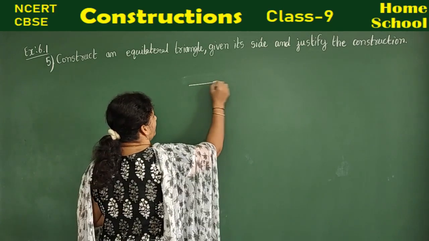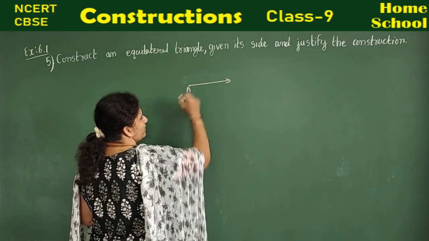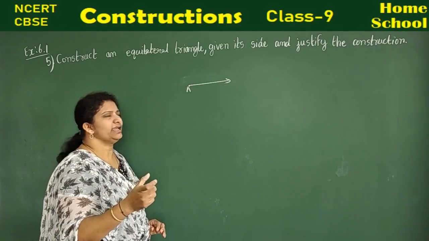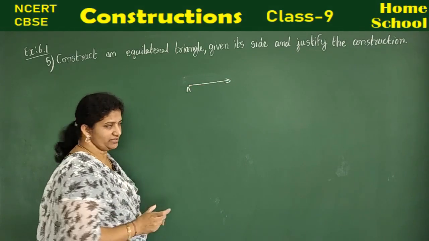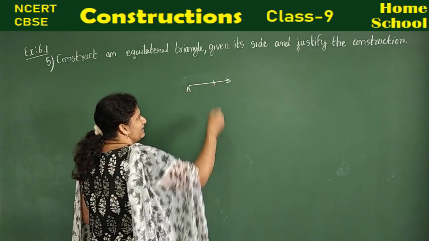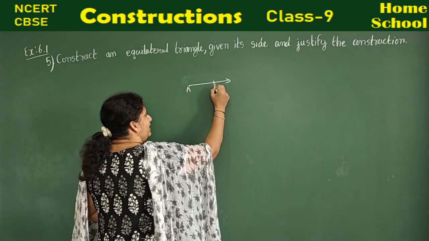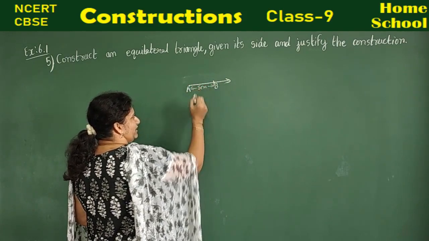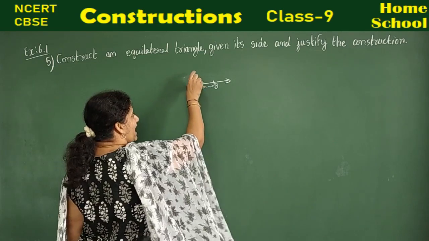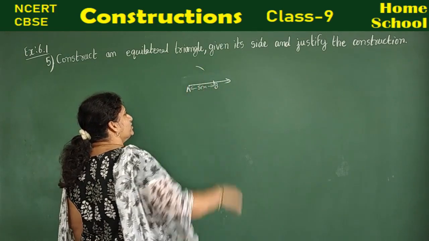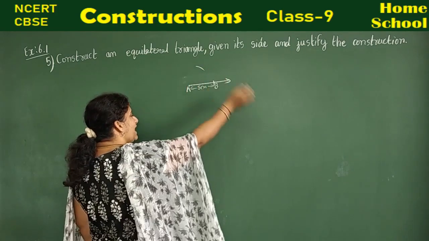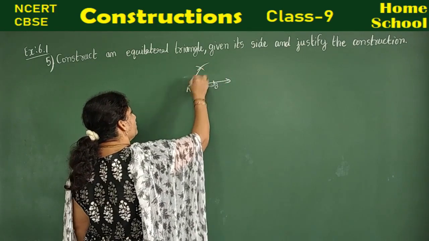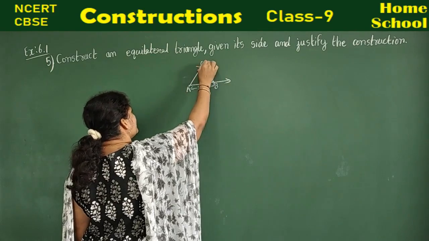Okay, let me draw a ray with the point A. Now, I measure some measurement. Let me take here 4 centimeters or 5 centimeters. With A as a center, cut the arc. Let me mark this B, suppose I take a 5 centimeter measurement. Now, with A as a center, same measurement, draw one arc above. And with B as a center, cut this arc. And try to join, and mark this C.